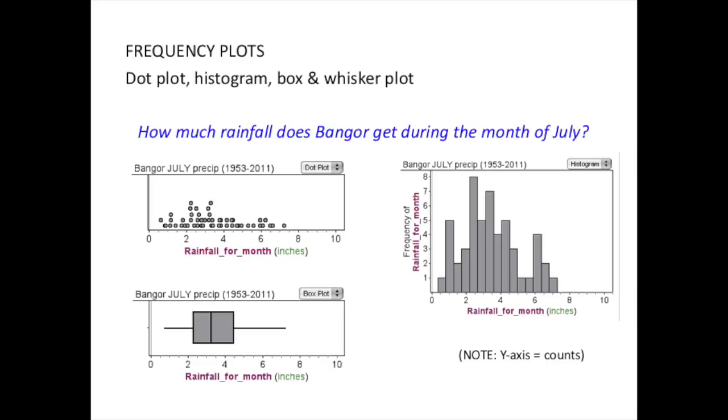Frequency plots and histograms show a distribution. A box and whisker is a distribution, but it more clearly shows the maximum, minimum, and median values in the data. How would you describe the rain in Bangor in July? Pause the video and answer the research question.